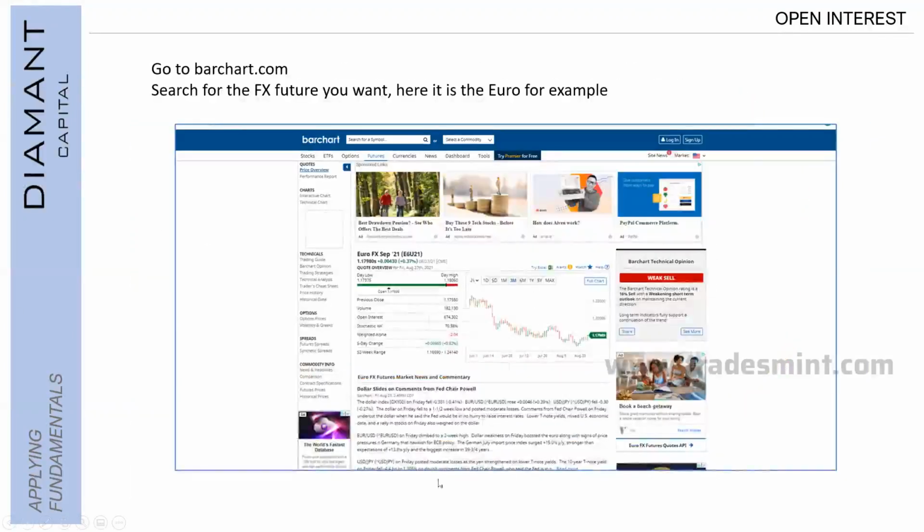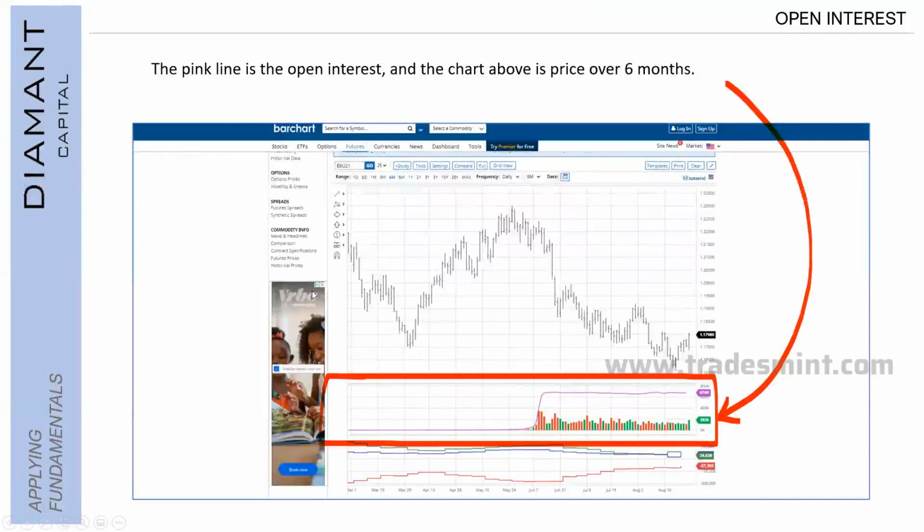When you open up the chart, so this is when you search, and then you open up the chart through here, press full chart, and this is what you'll get up. What you've got to add is go to the study area right here, add in open interest, and that will come up. The open interest line is that pink line. At the bottom over here, we've got the COT data.